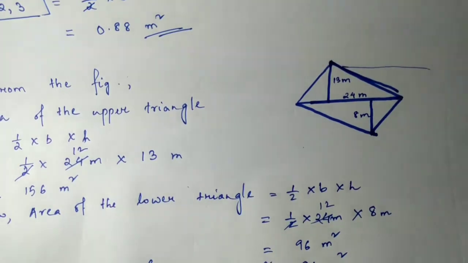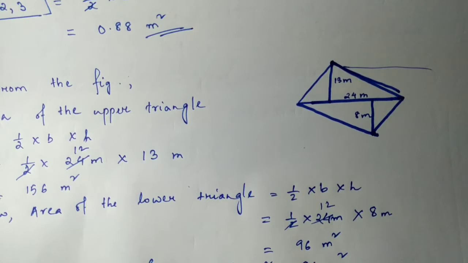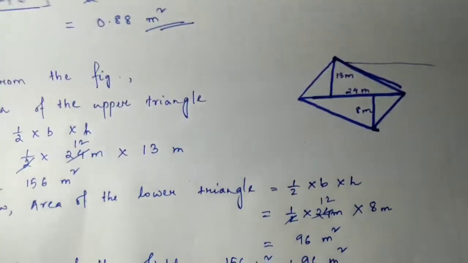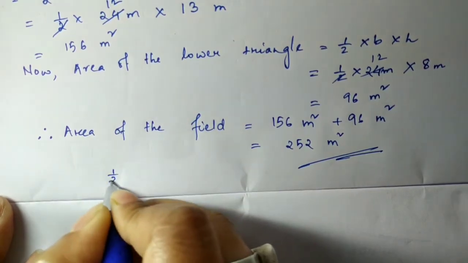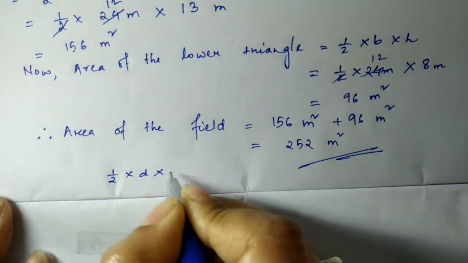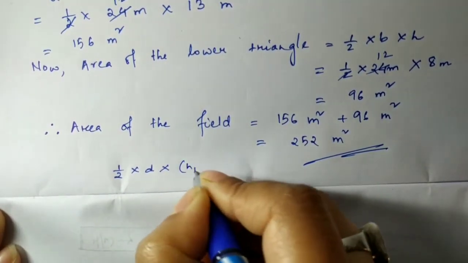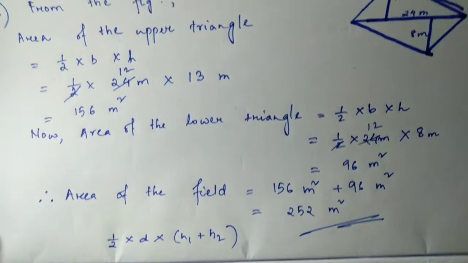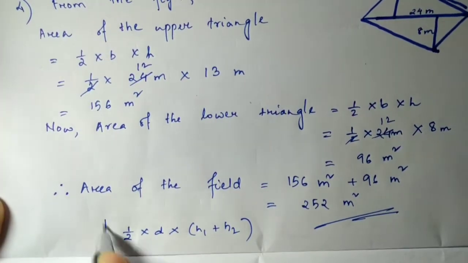Now before moving on to the next question, I have shown you this by the simplest formula way that we have done. Now this is a quadrilateral. We have a formula to find the area of a quadrilateral. I'll just write it down here: half into diagonal into the sum of the two heights that are given. So in this question, either you can solve it by this way, or you can use this particular formula.